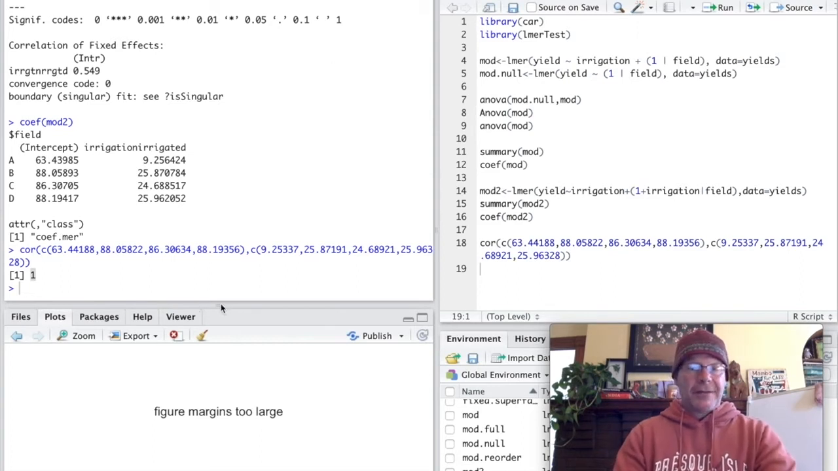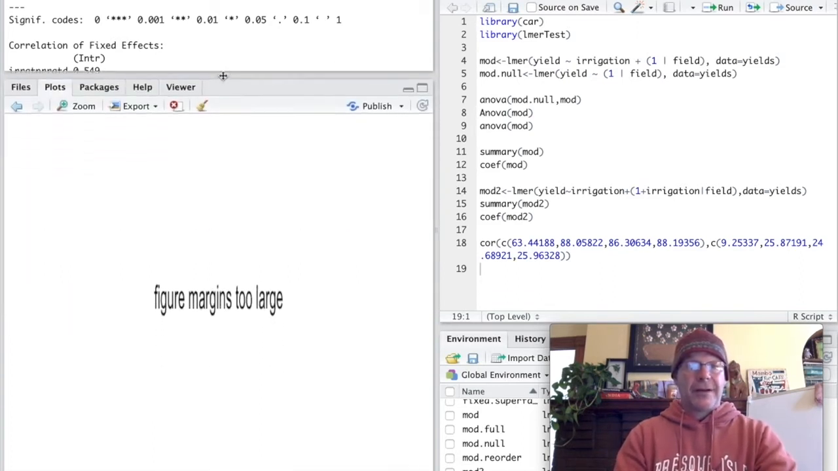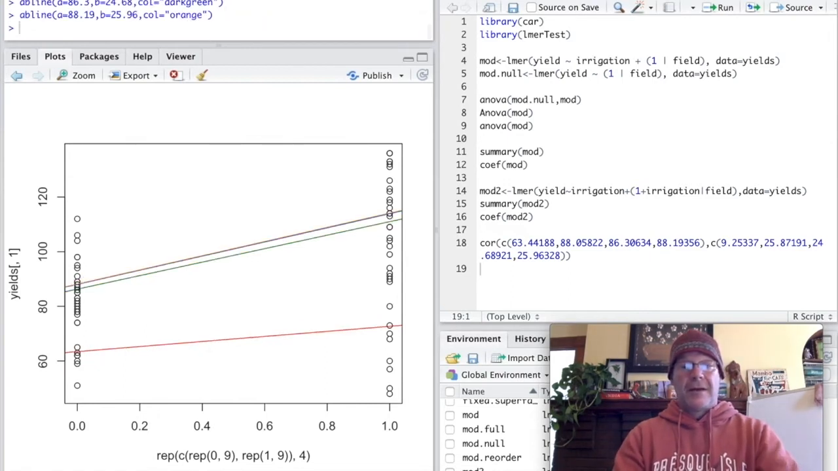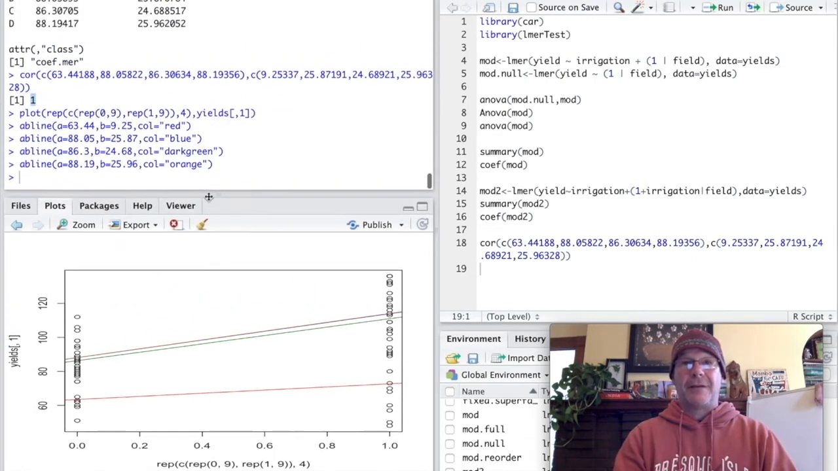But we could look and see what this looks like again. That's what it looked like when we just had a random intercept model, without a random slope model. And that's what it looks like when I allow the slopes to vary. You can see that the slopes are slightly different. It looks like the effect is slightly different in field A compared to field B. But again, they're perfectly correlated with one another, so there's probably no reason to retain that in our model.